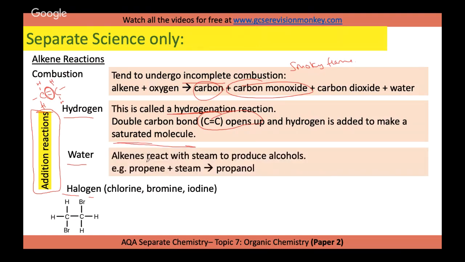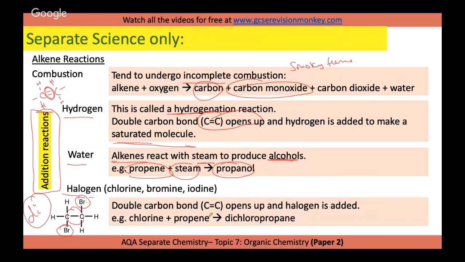For water, alkenes and steam make alcohols. Okay, so for example, propene and steam would make propanol, ethene and steam would make ethanol, etc. And finally, the halogens, you're opening up that double bond and you are adding a halogen to it. So in this case, this molecule has added 2 bromine atoms. So you've opened up the double bond, added 2 bromine atoms. Anything that's related to 2 in chemistry is called di.